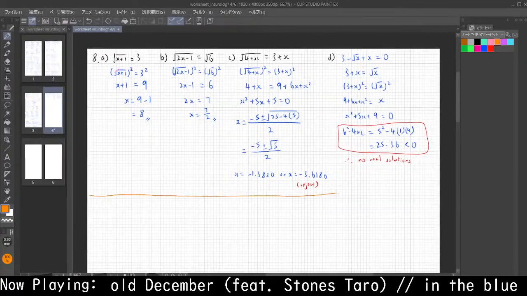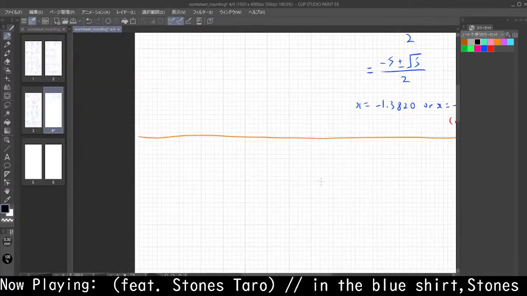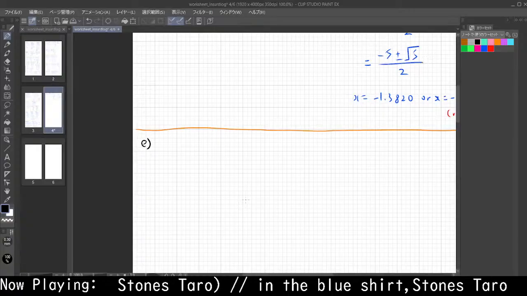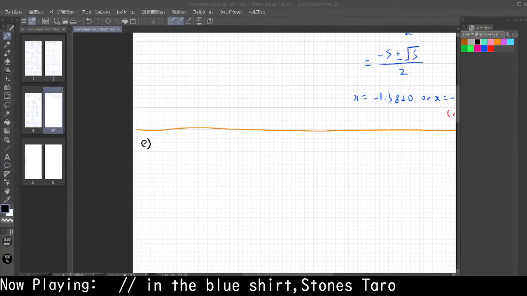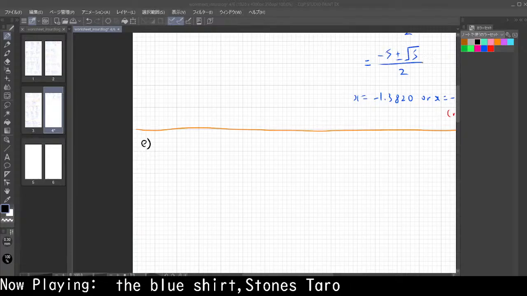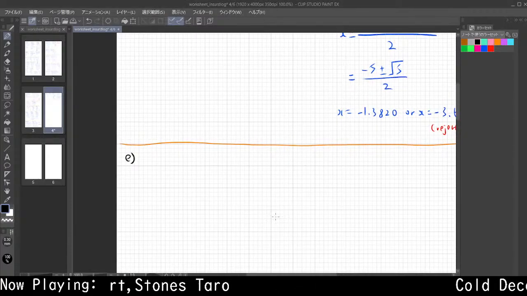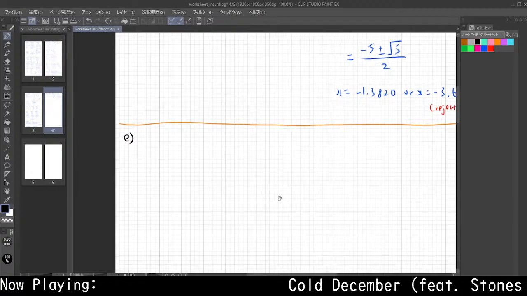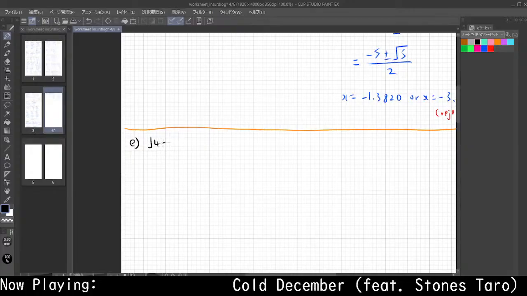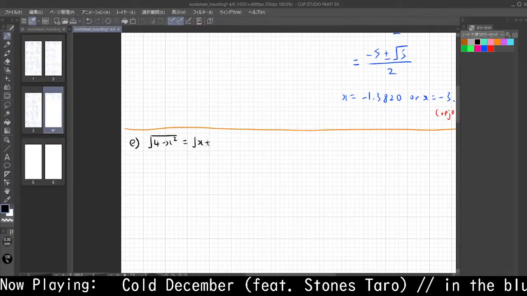Draw line. E. I'll finish the entirety of question 8, then we end this portion. Then I'll split it into another live stream. So logarithms will be another live stream. We have 4 questions left. E: square root of 4 minus x equals x plus 1.